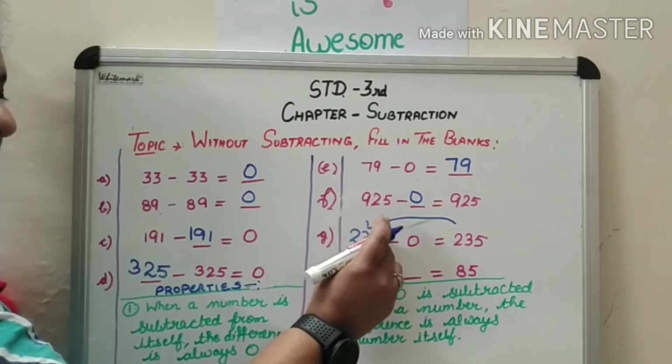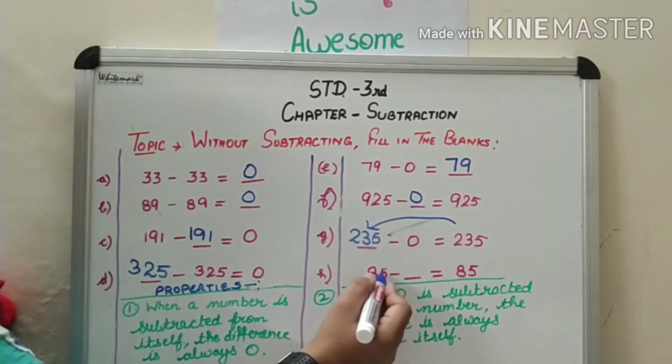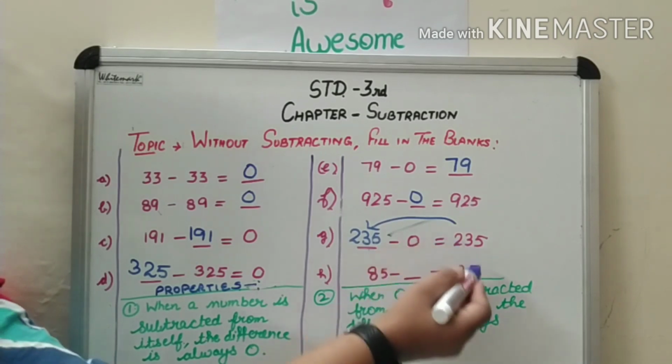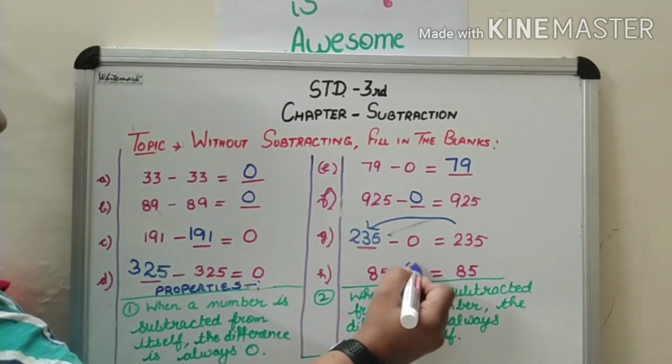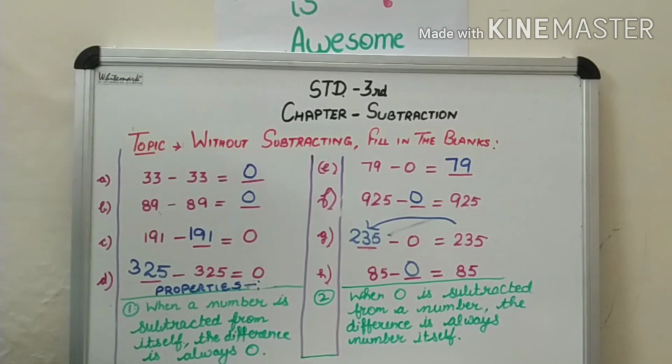Now in the same way, next: 85 minus what, that we will get 85? Of course 0. Okay, children, I hope it's clear to you.